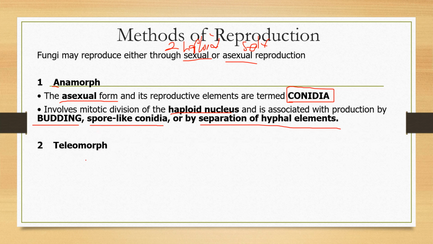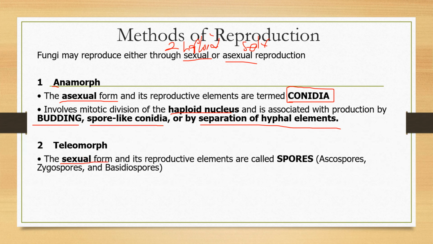Then the second one is your teleomorph. Now, teleomorph, class, is the sexual form, and its reproductive elements are known as your spores, such as your ascospores, zygospores, and basidiospores. So let me repeat. If it's anamorph, it's the asexual form.